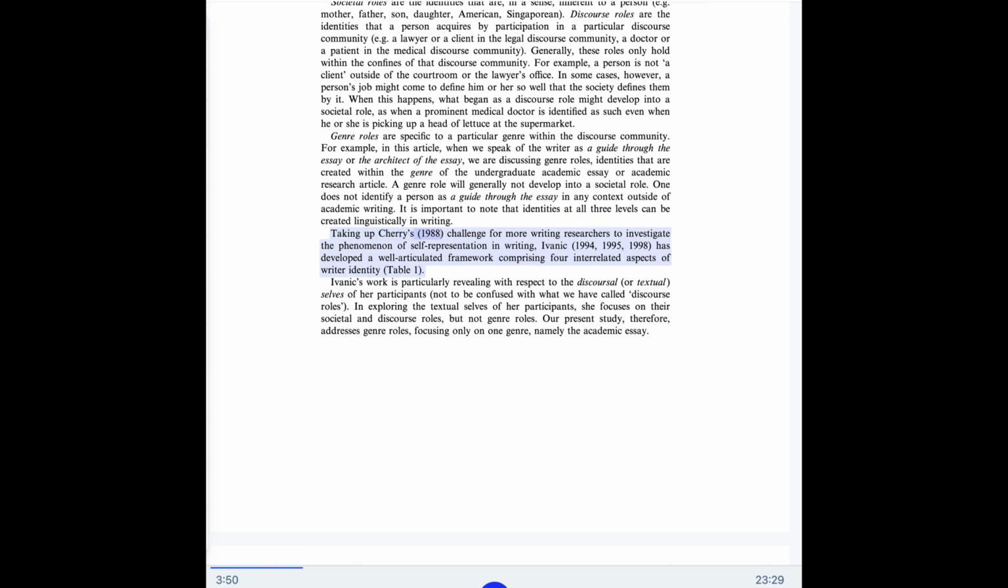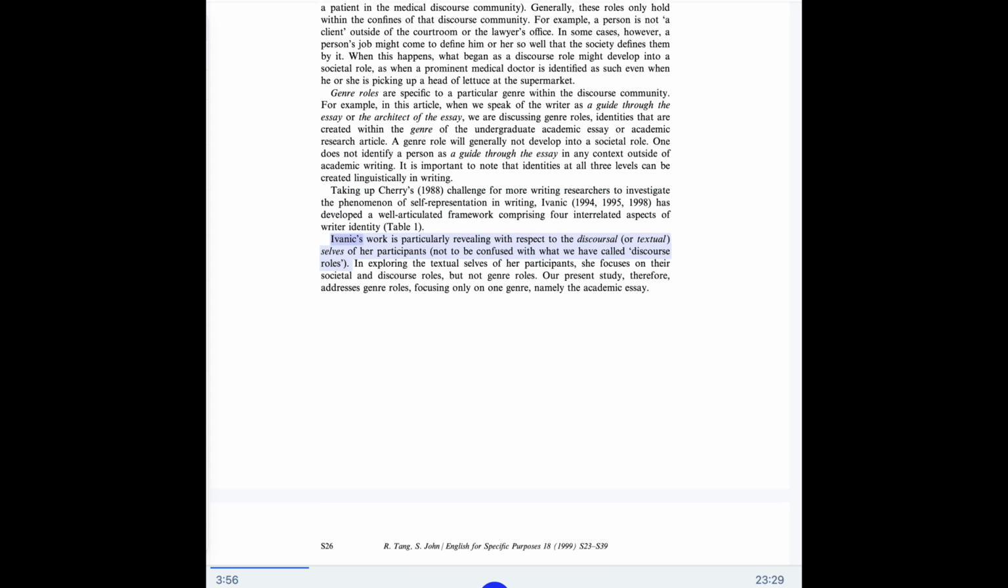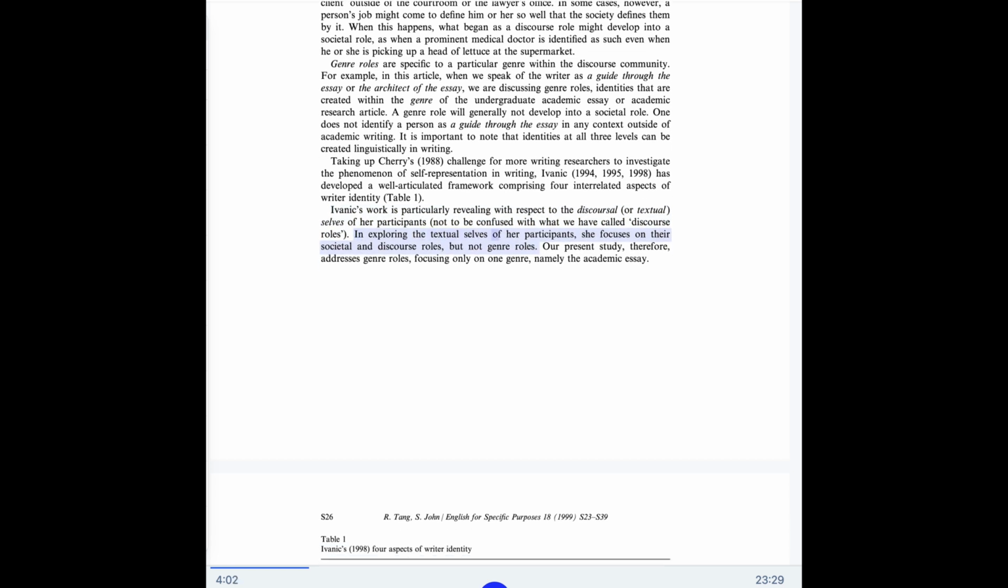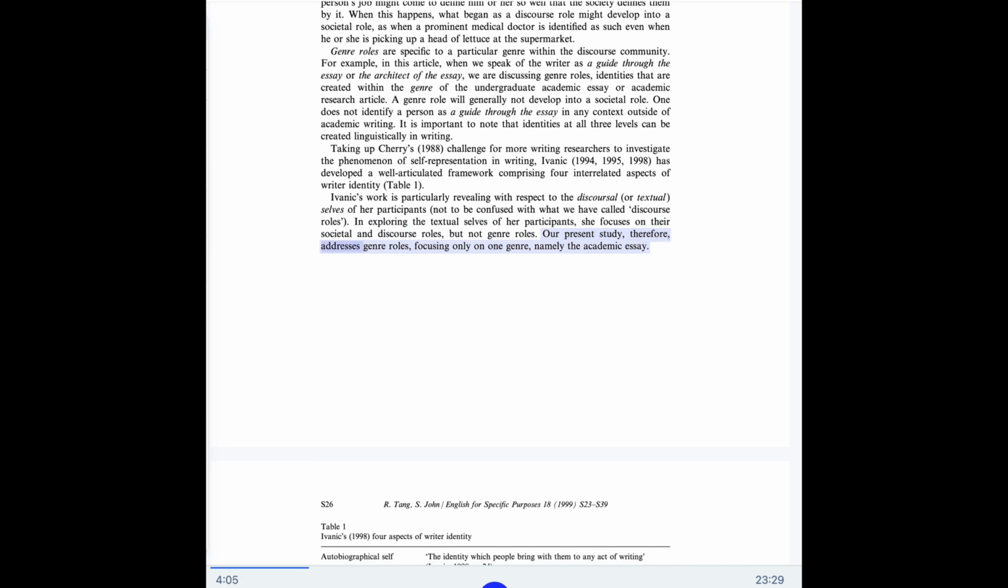Taking up Cherry's 1988 challenge for more writing researchers to investigate the phenomenon of self-representation in writing, Ivanic (1994, 1995, 1998) has developed a well-articulated framework comprising four interrelated aspects of writer identity (Table 1). Ivanic's work is particularly revealing with respect to the discoursal or textual selves of her participants, not to be confused with what we have called discourse roles. In exploring the textual selves of her participants, she focuses on their societal and discourse roles, but not genre roles. Our present study, therefore, addresses genre roles, focusing only on one genre, namely the academic essay.